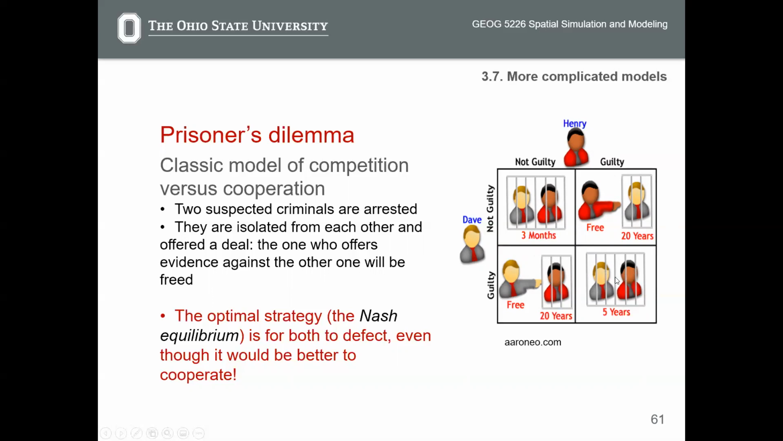Okay, so what's the optimal strategy here? The optimal strategy is for both to defect, even though it would be better to cooperate, because cooperation is not likely to happen. This is the best scenario, but in the real world, given people's desires, you should defect.